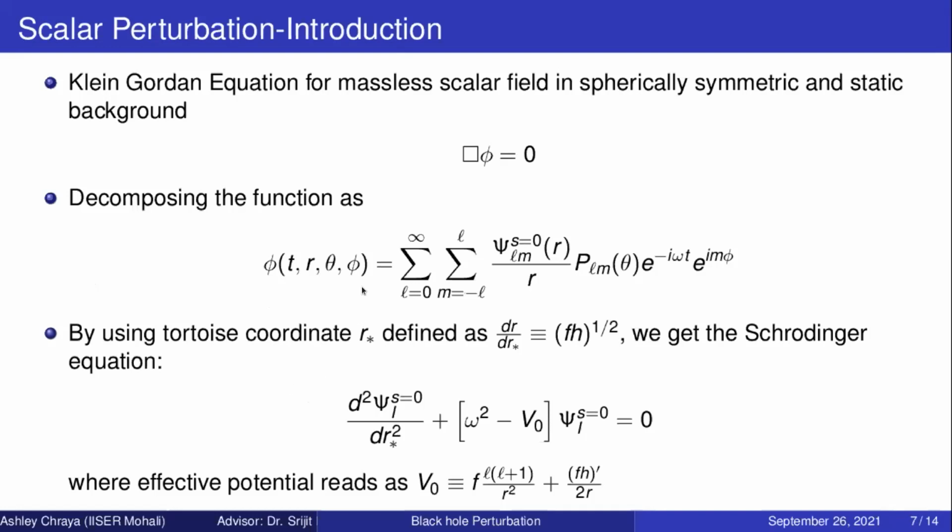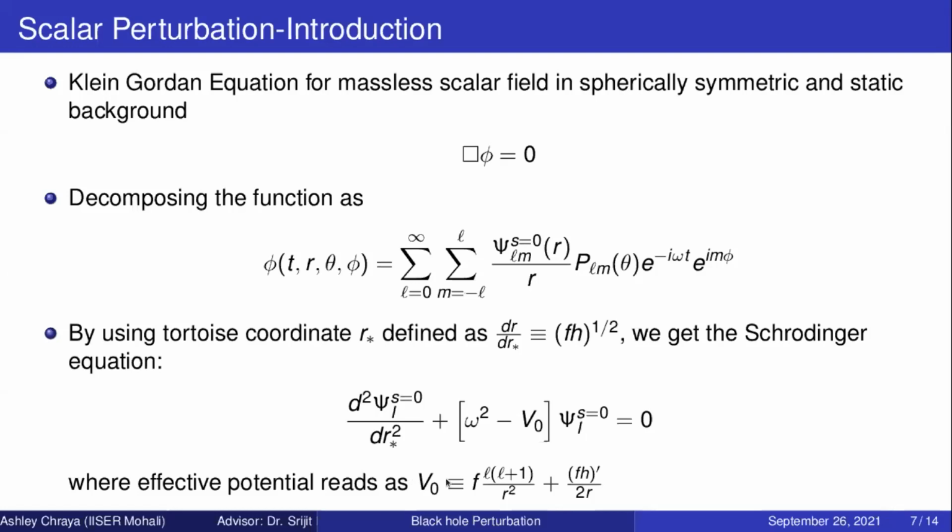by using the Legendre functions and also the tortoise coordinate definition, which we all know is dr by dr star equal to (fh) whole power 1 by 2, where f and h are the terms which we get in our spherically symmetric and static background. So at last we get this equation in terms of the r star coordinate, which is equivalent to the Schrodinger equation, as you can see here. And here the effective potential is written as this.